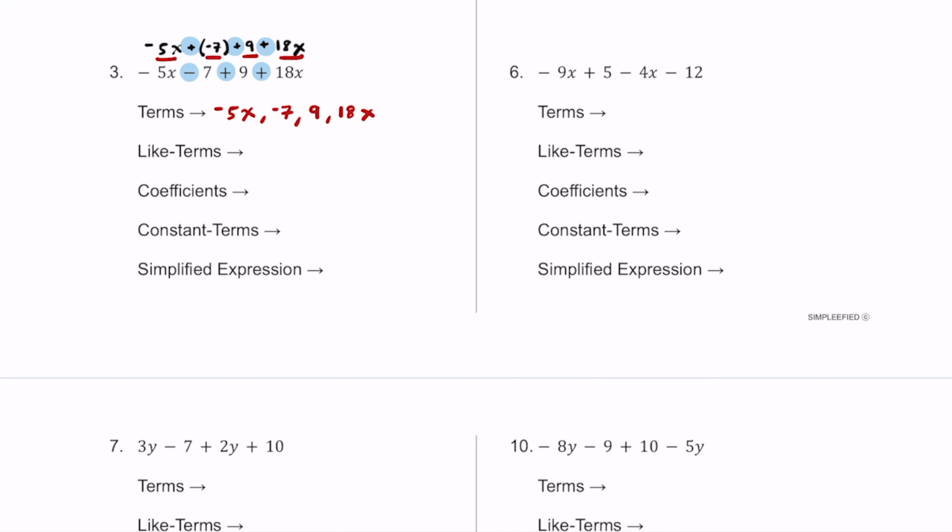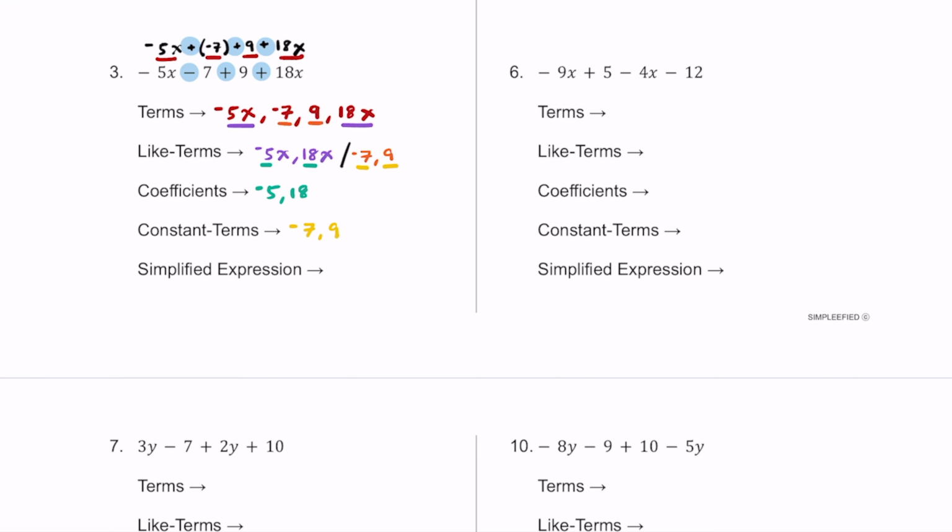Now, which ones are like each other? This negative 5x and positive 18x, they're like each other. So let's make sure we keep the negative 5x, but positive 18x, those are like terms. And what else are like each other? Well, we have a negative 7 and a positive 9. So negative 7 and positive 9, those are like terms. For coefficients, those are the numbers that are multiplying by the variables. So this negative 5 is a coefficient and this 18 is a coefficient. For our constant terms, those are numbers that just don't change in value. Negative 7 and 9 stay the same. They have no variables attached to them. So we can say our constants here are going to be negative 7 and 9.